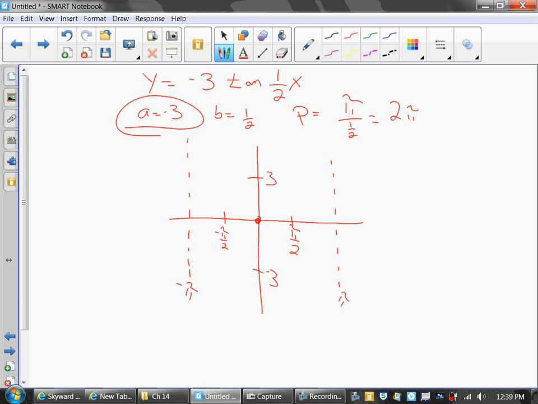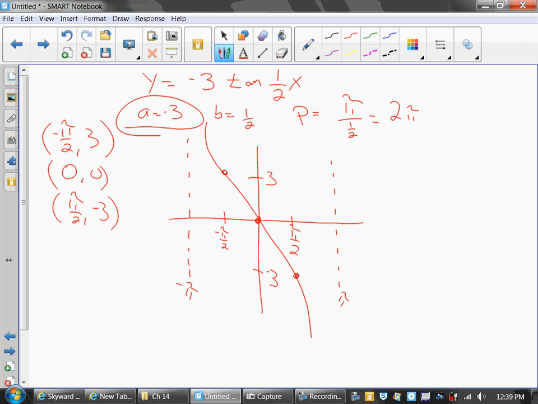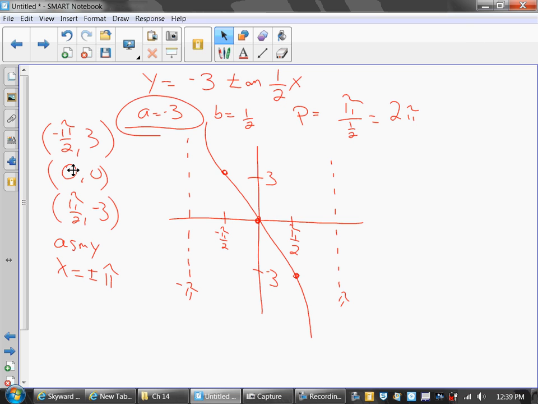Since it's negative, it means it's going the other direction. So it occurs here, and it goes to here. Connect the dots. Negative pi over 2, 3; 0, 0; and pi over 2, -3. Asymptotes at x equals plus or minus pi. Good?